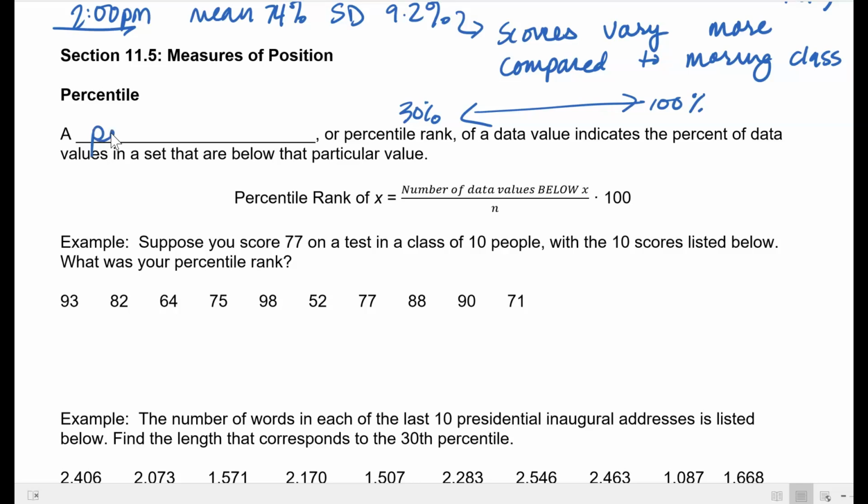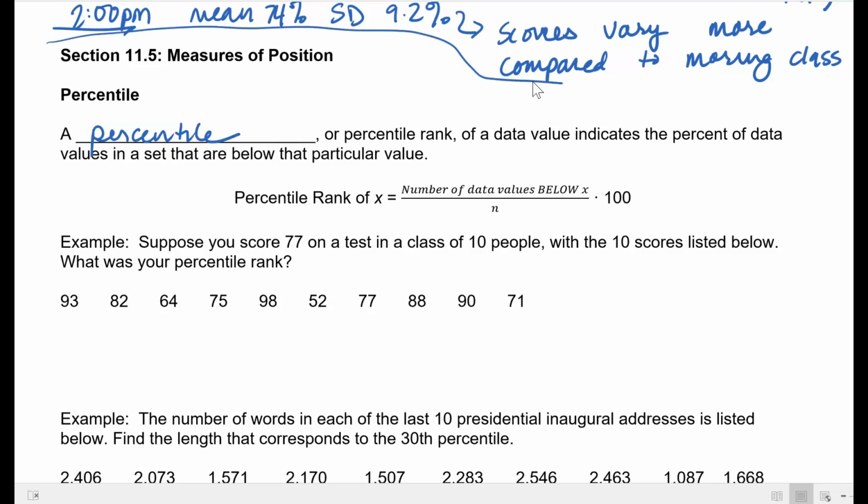So a percentile just describes where a data value is compared to the rest of the values. You may remember, or maybe not, when you went to the doctor when you were little, or if you have little kids, you might be able to reference this, but a lot of times the doctor will give you a percentile for your weight and height.